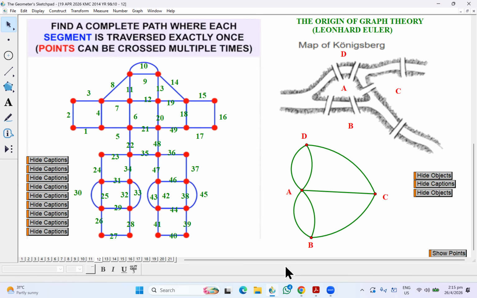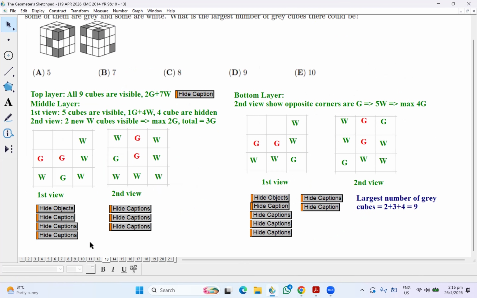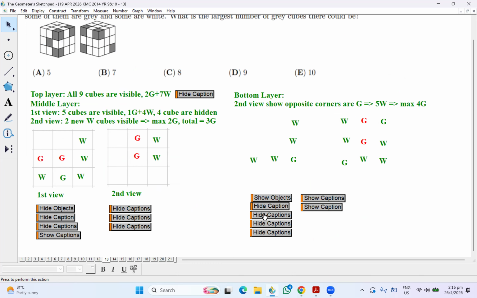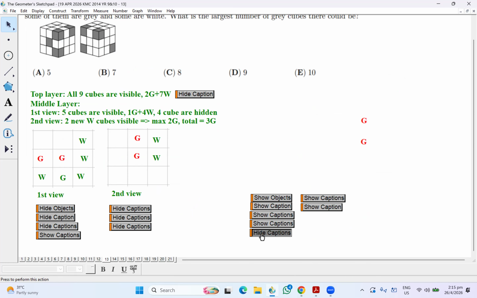Let me see this here. Oh, let me close everything first. I forgot to close. One at a time so that it's not confusing.